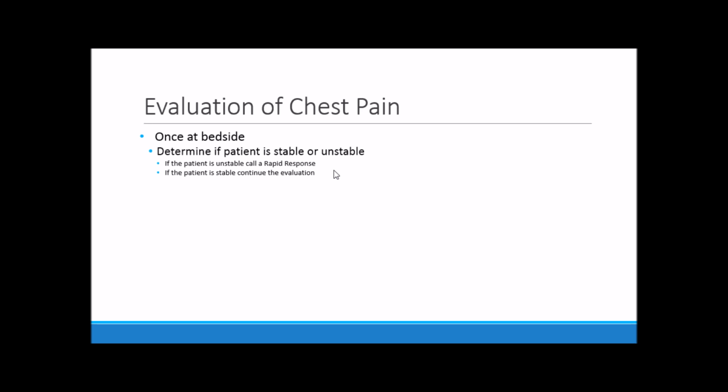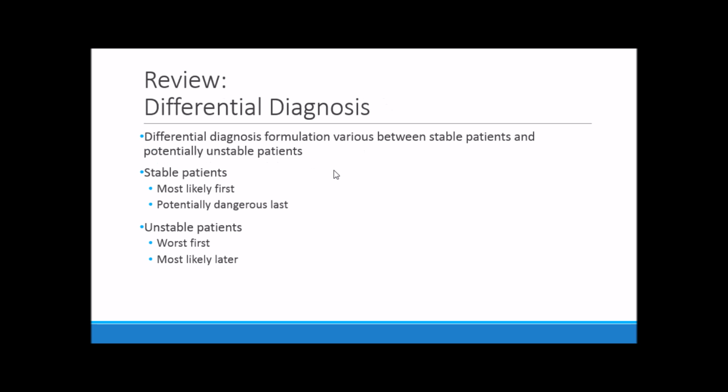So you go see the patient, you're at the bedside, and this is the thing you do. Is the patient stable or are they unstable? If they're unstable, you call a rapid response. Okay? Wherever you work, the chances of them having a rapid response team is very high. If they're stable, you continue with the evaluation.